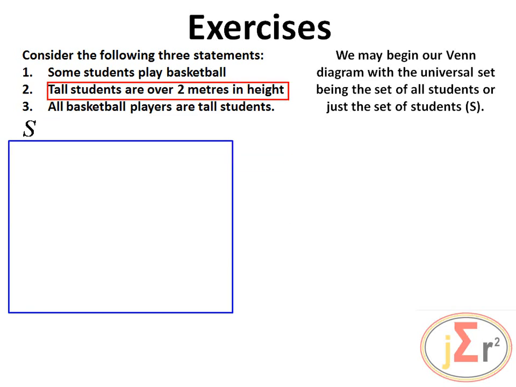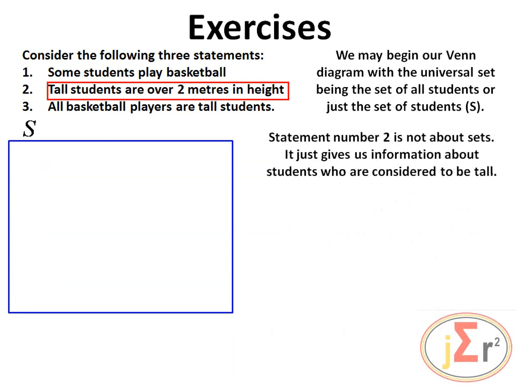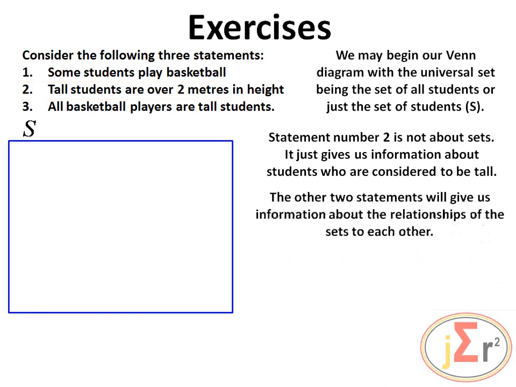Tall students are over 2 meters in height. Statement number 2 is not about sets. It just gives us information about the students who are considered to be tall. So it's not about this set and may not be used to determine the relationship among the sets. So the other 2 statements will give us information about the relationships of the sets to each other.